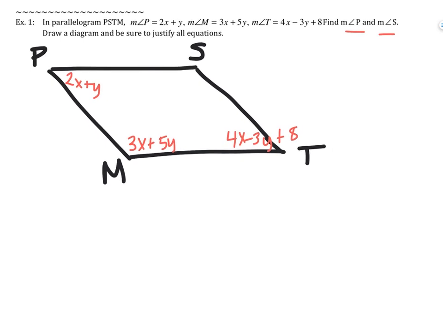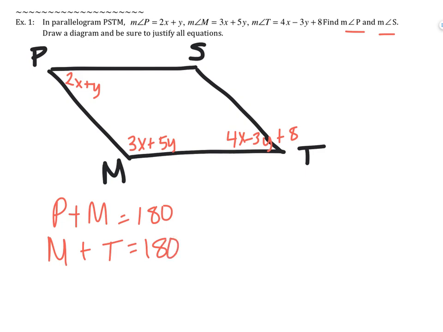There should be 3 equations that you could come up with. Angle P plus angle M could equal 180 because those are consecutive interior angles. Same reason, M and T could equal 180 degrees because, again, consecutive interior angles. And the last one is that angle P equals angle T.